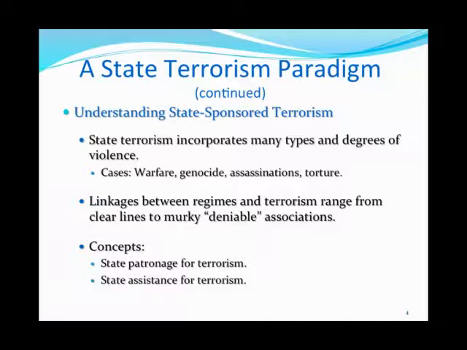So the linkages between a regime and terrorists range from clear lines to murky, deniable associations. For some groups, it's clear when an investigation is done that the group was sponsored by the state, and in other cases, it's not as clear and it's murky, and the lines between whether the state is actually sponsoring the group are vague, and it gives the state the ability to deny that they're involved. The United States has accused Pakistan sometimes of sponsoring terrorist organizations, and Pakistan is our ally. So it creates a political quagmire when a state is possibly involved in supporting terrorists and terrorist activity.